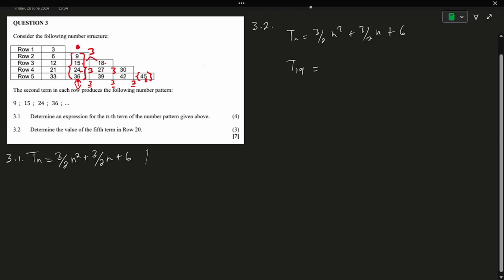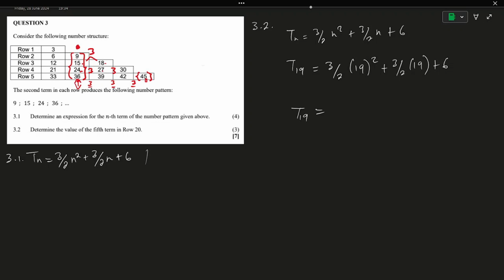So in other words, we're going to look for T19, which is 3 over 2, and then 19 squared plus 3 over 2, 19 plus 6, like that. So I'm going to punch this in the calculator, and you do so as well. And let's see if we get the same answers. So I found that T19 is going to be 576. In other words, we have the term that is in row 20, but it is not in the 5th position, or it's not the 5th term. It is the second term.